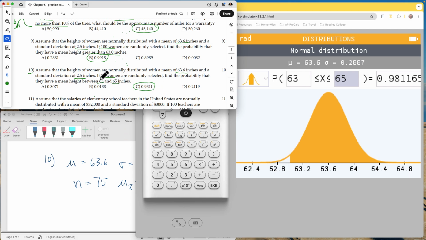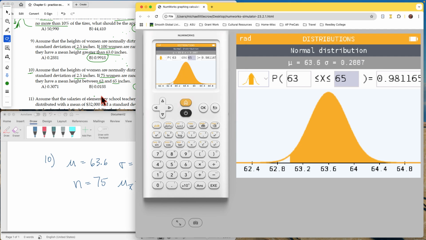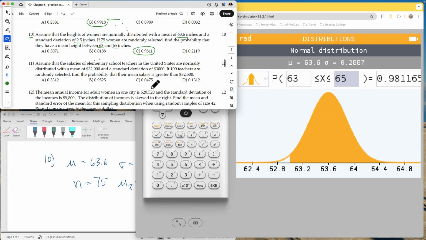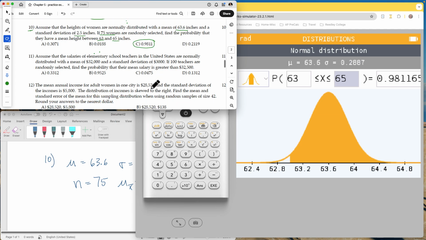And again, you could check if you use the wrong standard deviation, one of these answers might match up, it might not, but that's how we do it. Okay, one more, two more, three more. Okay, let's keep going.